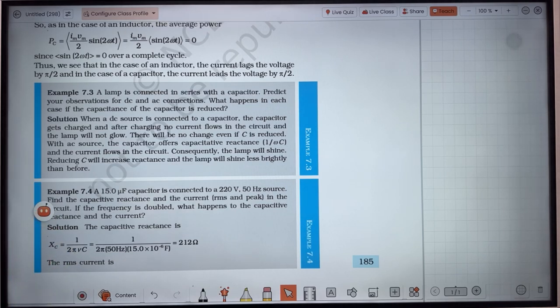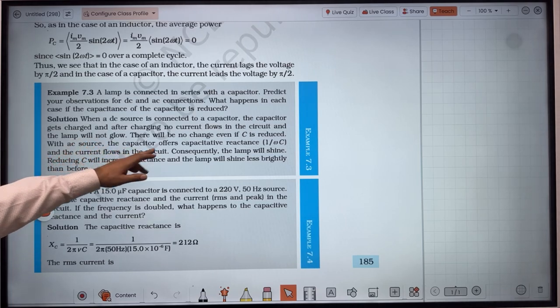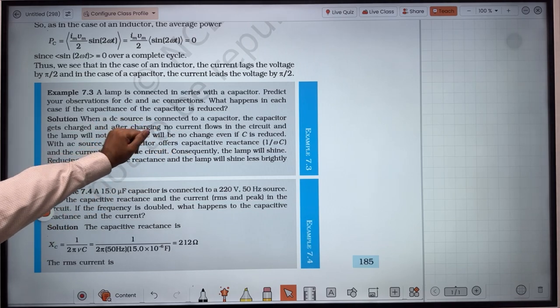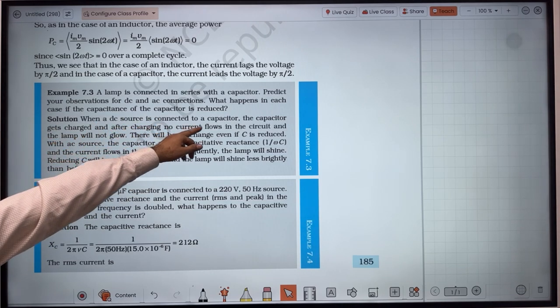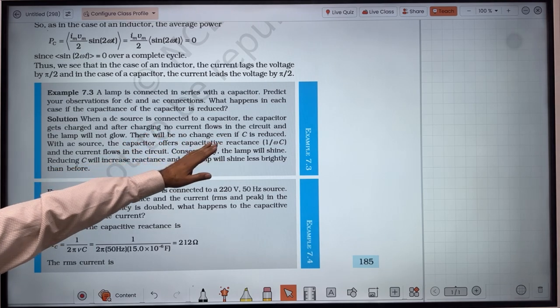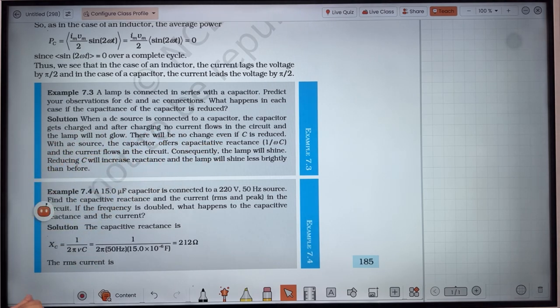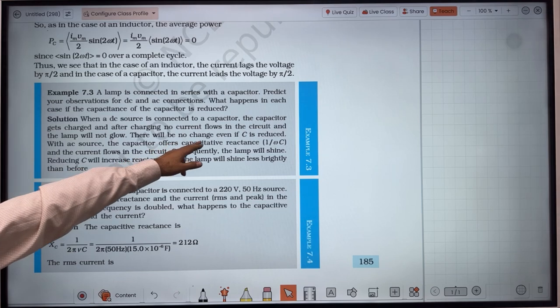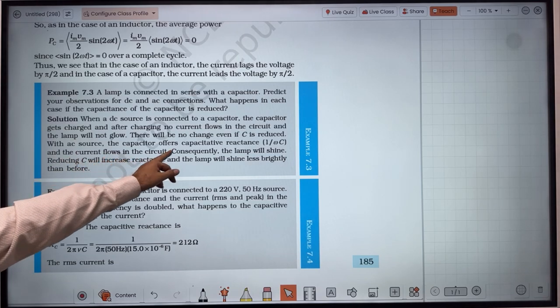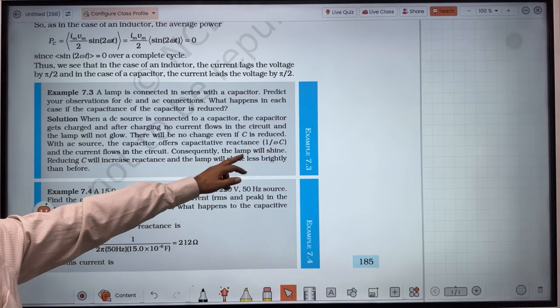So as you have seen, capacitive reactance is given by 1 upon omega C. If omega increases, then what will happen? Also here two factors are there, one is omega, another is C. So both we will consider according to the question. When a DC source is connected to a capacitor, the capacitor gets charged, and after charging no current flows in the circuit and the lamp will not glow. That is obvious. There will be no change even if C is reduced in that case, since current is not flowing. With an AC source, the capacitor offers capacitive reactance, this 1 upon omega C, right?